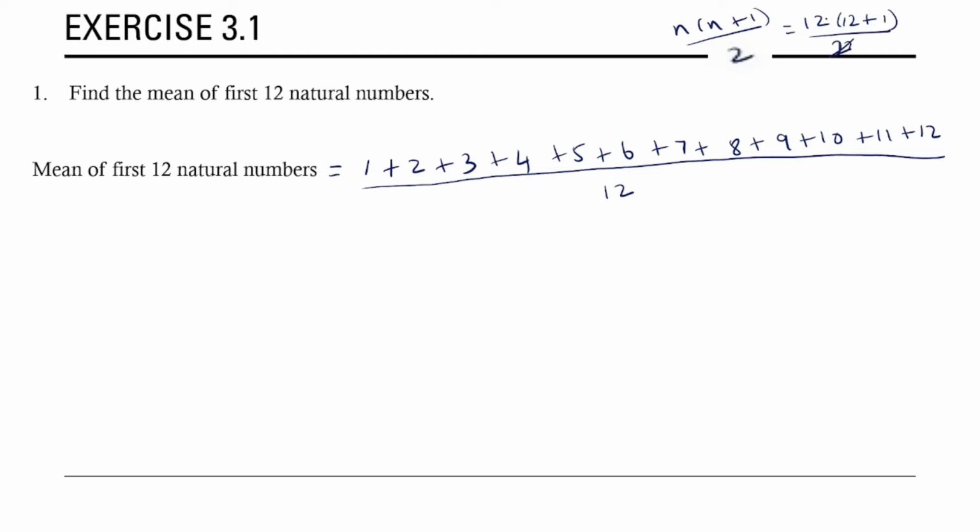or this is equal to 6 into 13. So this sum 1 plus 2 plus 3 plus up to 12 is nothing but 6 into 13. So this is equal to 6 into 13 upon 12. So this is nothing but equal to 6.5. So the mean of first 12 natural numbers is equal to 6.5.